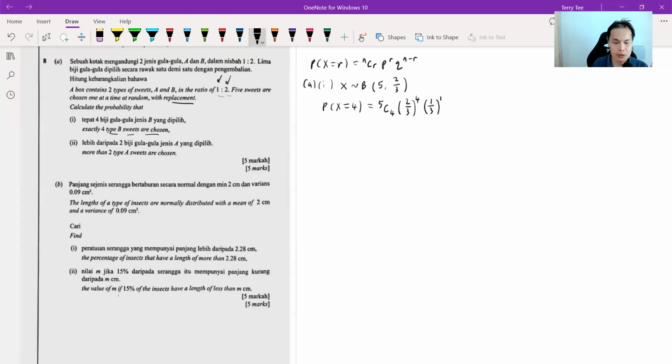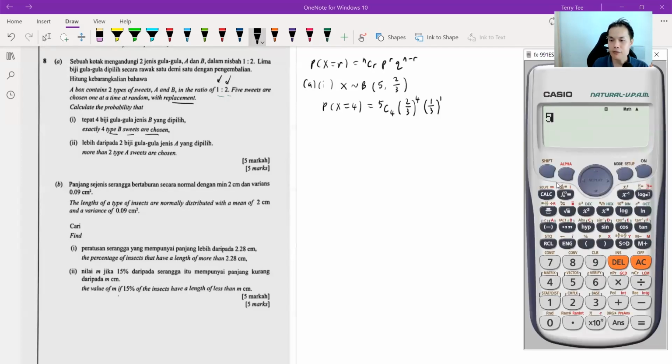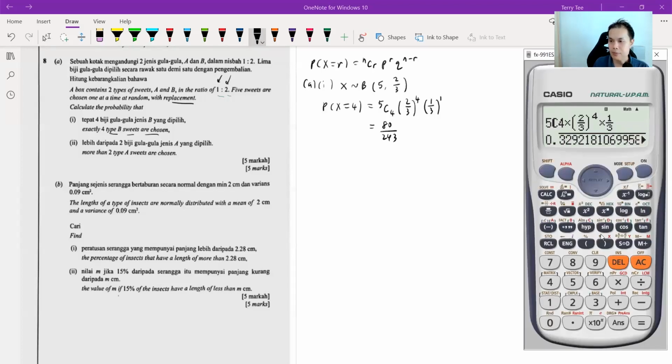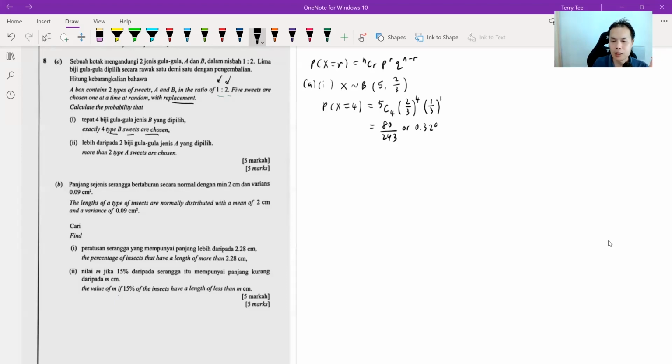Okay, now you can use your calculator this way. Type 5 choose 4 times 2/3 power 4, then you multiply with 1/3. Okay, my answer is 80/243. Right, let me write here 80/243, or you can choose to change it to decimal. That will be, well, big number, 0.3292. Yeah, 0.3292. 4 significant figures is good enough.